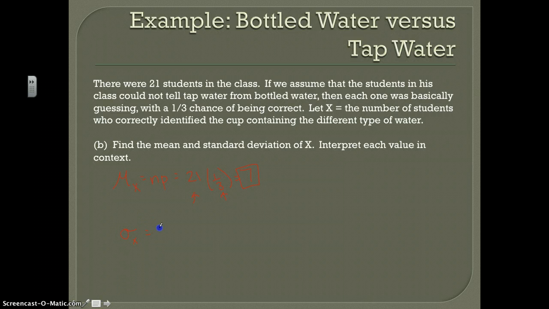And now for the standard deviation, we have the square root of number of trials times probability times 1 minus the probability. So that's going to be 21 times 1/3 times, since 1 minus 1/3 is 2/3, 2/3. I'm just going to put this straight into the calculator, and I get 2.16. What this is saying is that after many trials, the number of correct identifications would typically vary from the mean by about 2.16, same as we always interpret standard deviation.